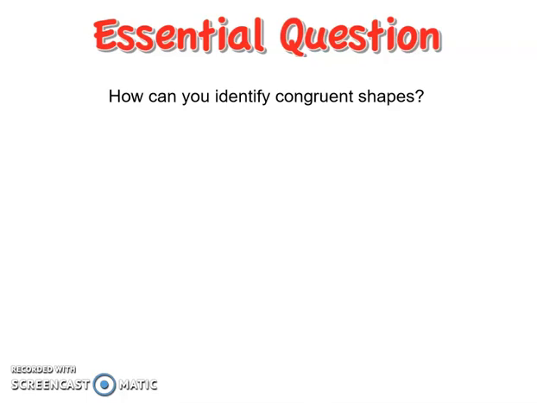So again, the essential question is, how can you identify congruent shapes? Remember, think back to congruency. Congruency means that they're the same. Congruent shapes mean that they are the exact same, just with a different name to it. So you could have triangle ABC and triangle DEF. Those could be the same shapes, but they're going to have a different name to it.